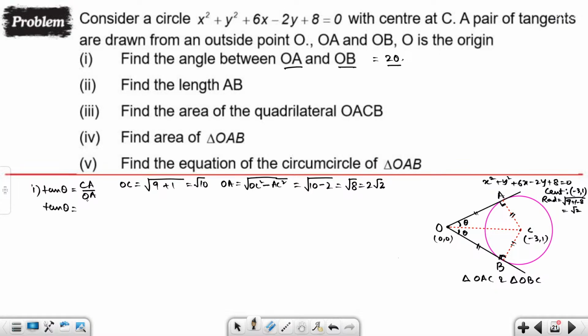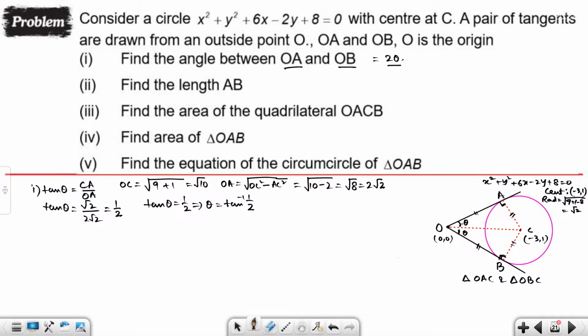So therefore, your tan theta comes to what? CA is your radius, which is your root 2. And OA, just now we got, is 2 root 2. So you are getting half. So tan theta is half. So what is theta? That's basically tan inverse half. Clear? Theta is tan inverse half.